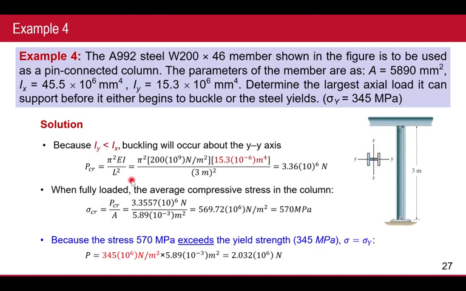Of course we can get PCR from here: pi squared EI over L squared, because it only mentioned to you a pin connected column. So that's the equation here. We can work out this value. Sigma CR is PCR over A. We can work it out easily. Then of course we can check whether this is higher or less than sigma Y. This one, 570 megapascal, is higher than the 345 yield strength. That means sigma Y should be used to replace it. So P is this value. Clear? Because it yields first, buckling will not happen.